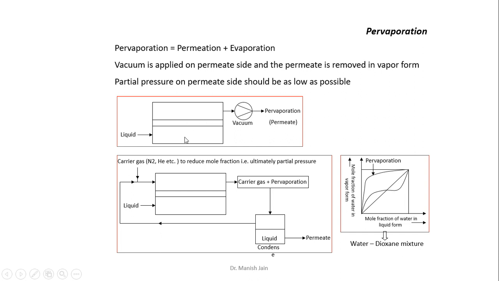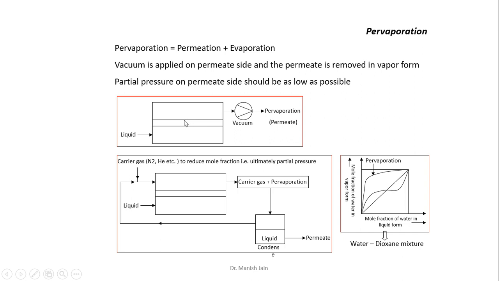Now suppose you have a type of mixture where the membrane is selective for the solute, not the solvent. Suppose you have a water alcohol mixture and you have a hydrophobic membrane, and that membrane is selective for alcohol, not water, and the concentration of alcohol in water is less than 1%. Now if that minute amount of alcohol is absorbed on the surface of the membrane and diffused to the other side of the membrane, then it is very difficult to desorb that minute amount of alcohol at the permeate side. It will not desorb easily.